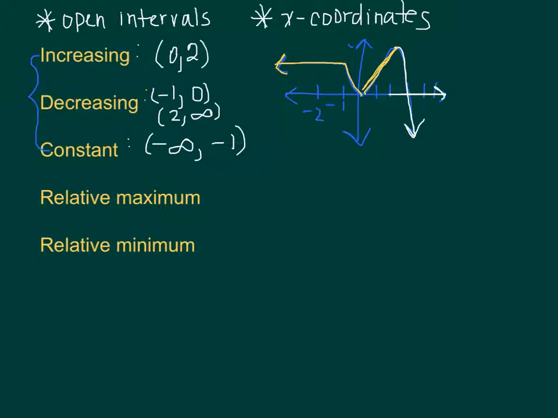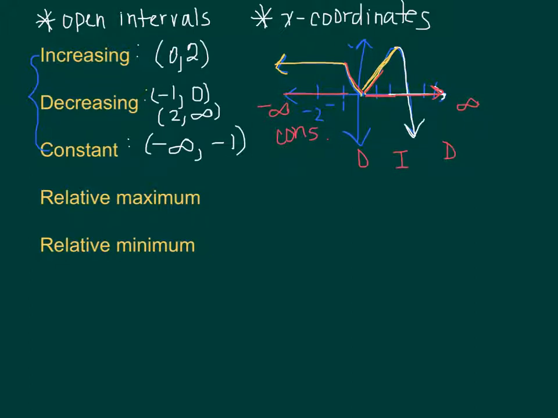That way your whole graph has been taken care of from negative infinity. So here's negative infinity. Here's positive infinity. And we just go straight across. From negative infinity to negative 1, it was constant. From negative 1 to 0, it was decreasing. From 0 to 2, it did an increase. And from 2 on to infinity, the graph was decreasing. So hopefully you understand that.